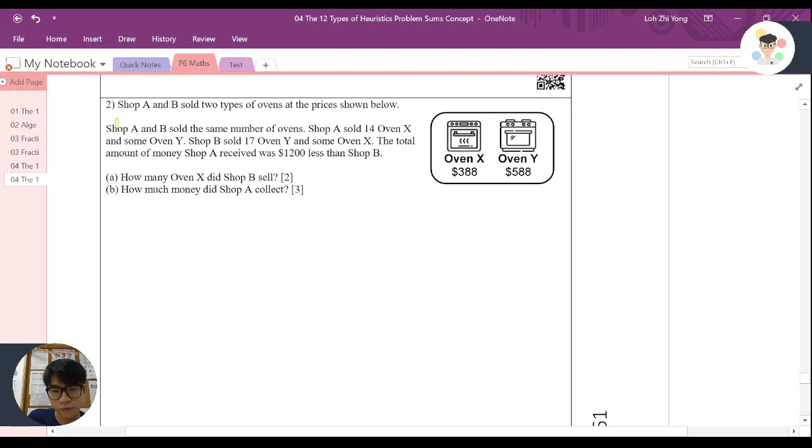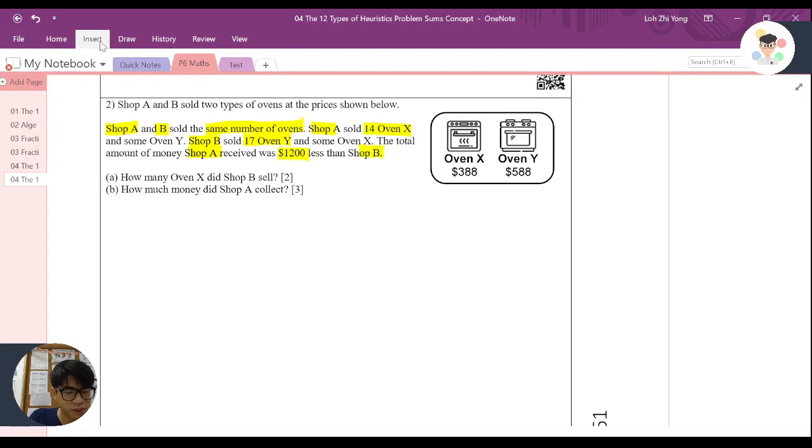Now, the first very important thing is you need to know that shop A and B sold the same number of ovens. Shop A sold 14 oven X, but we don't know how many Y. But shop B sold 17 oven Y, and we don't know how many oven X. And the amount of money shop A received was 1,200 less than shop B.